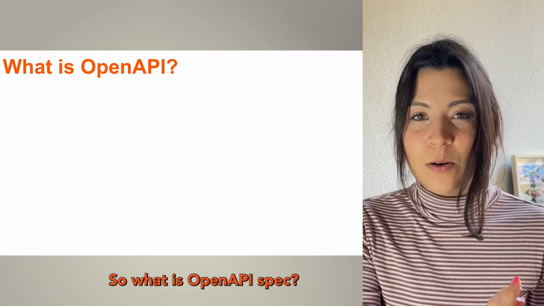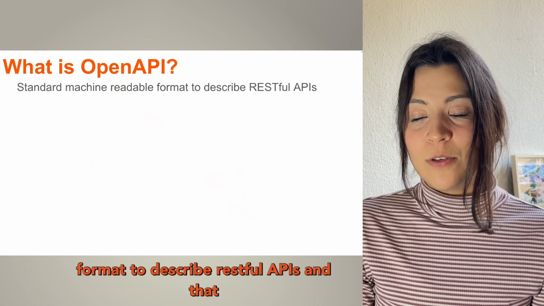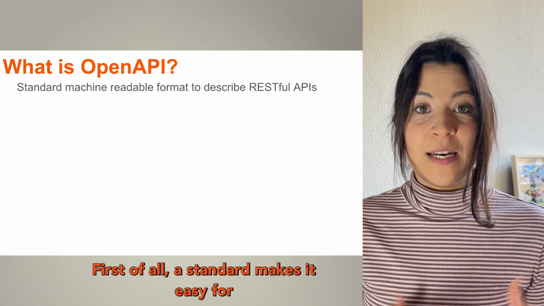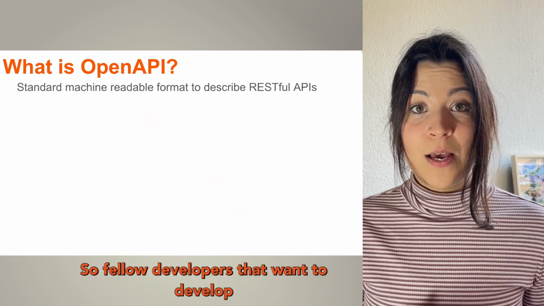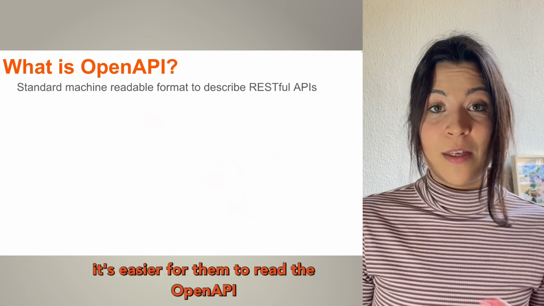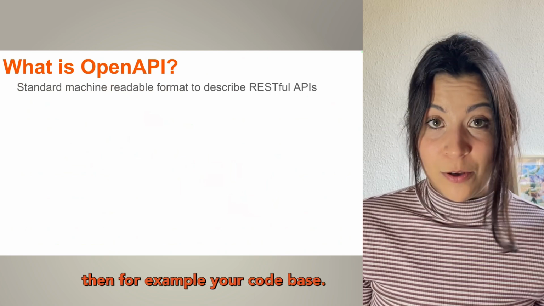So, what is OpenAPI spec? It is mainly a standard machine readable format to describe RESTful APIs. And that has two benefits. First of all, a standard makes it easy for humans to read. So fellow developers that want to develop or build on top of your API, it's easier for them to read the OpenAPI specifications than, for example, your code base.